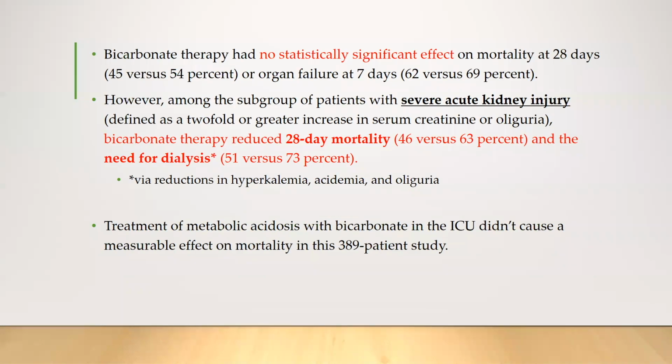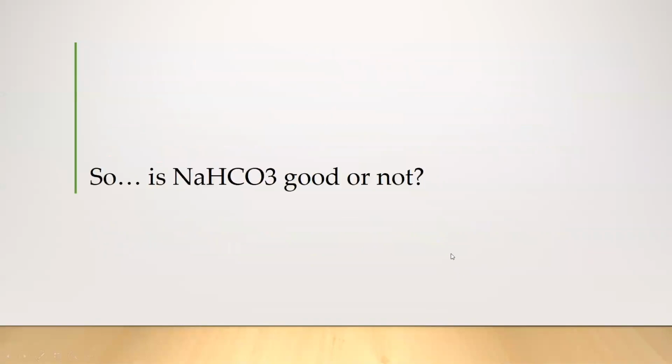So this is what I found from my reading and from looking up bicarb therapy in a critical care setting. Okay, so is IV sodium bicarb good or not? Maybe I'll invite Dr. Fong to share his comments and his thoughts on what the practice is in the ICU.